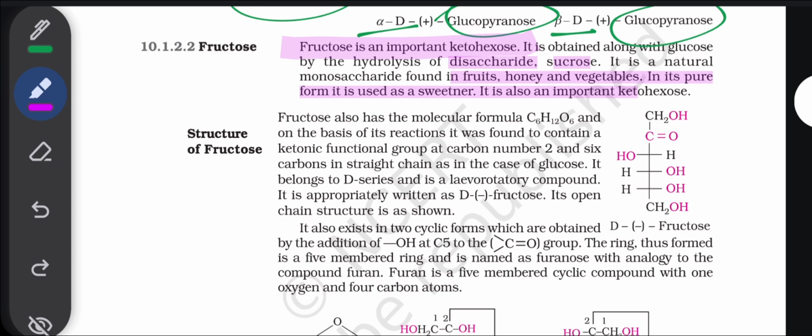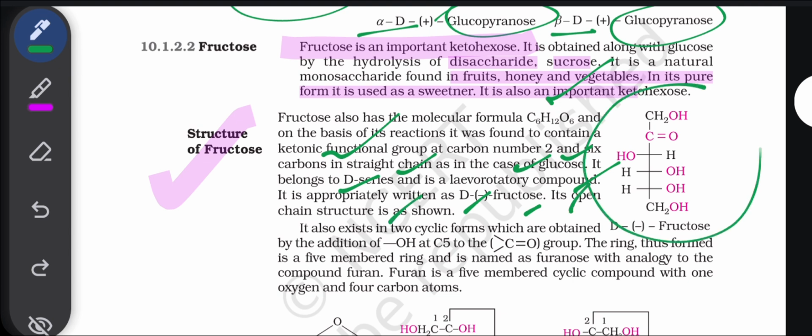Structure of fructose. Fructose also has a molecular formula C6H12O6, and on the basis of its reactions, it was found to contain a ketonic functional group at carbon number 2 and 6 carbons in a straight chain. As in the case of glucose, it belongs to the D series and is a laevorotatory compound. It is appropriately written as D minus fructose. Glucose was dextrorotatory. The open chain structure is as shown. This is the open chain structure for fructose.